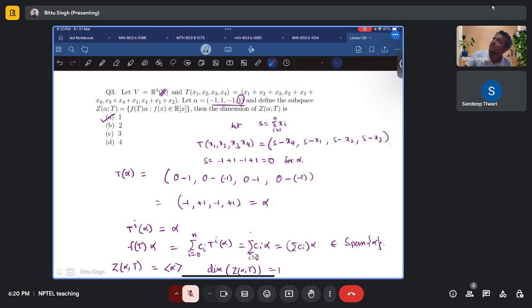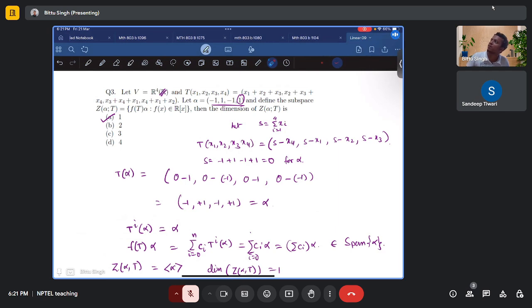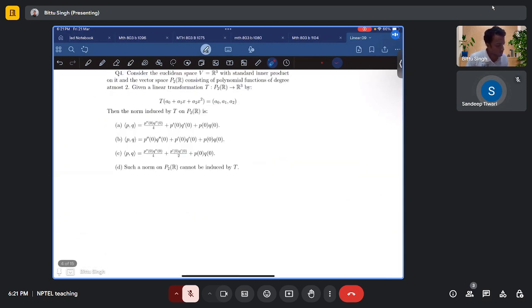Whenever it is possible, then you may conclude, because for higher degrees, those are completely determined. Then you can even prove that alpha, T alpha, up to T to the power i minus 1 alpha are actually a basis, those generate this Z(alpha, T). Yes, you are right.